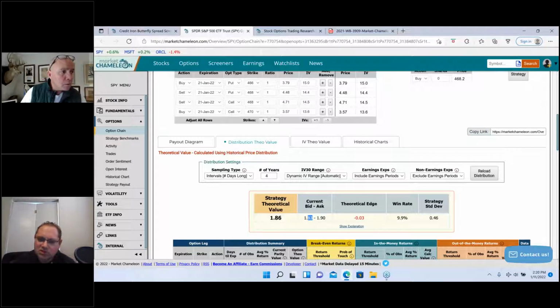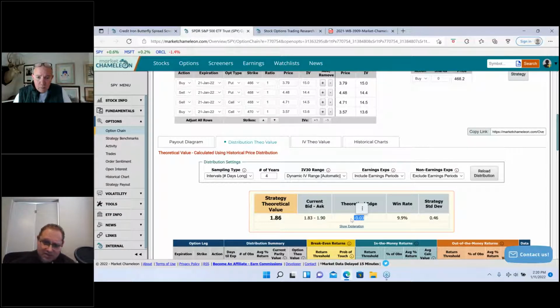So kind of right in between, right? So it's kind of a fair value. If you sold it on the bid at 1.83, that's a 3 cent negative theoretical edge. So 1.86, long term, we see it as a fair value.